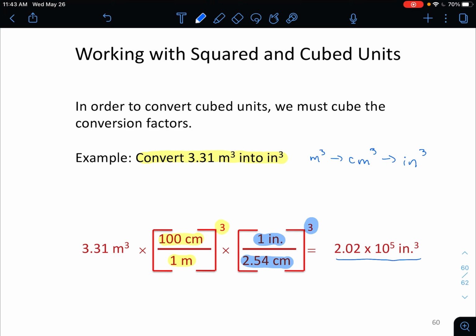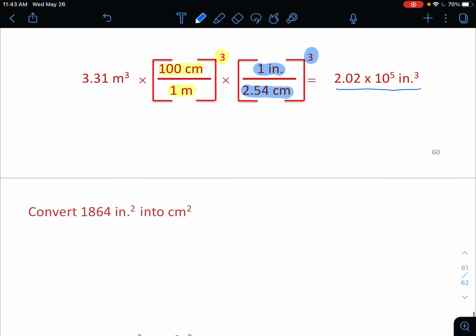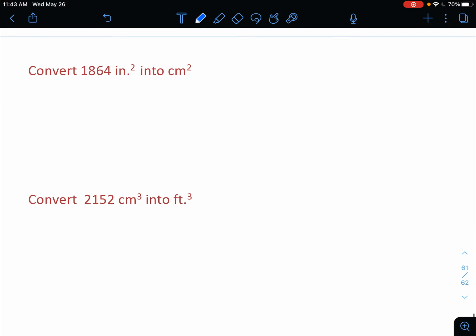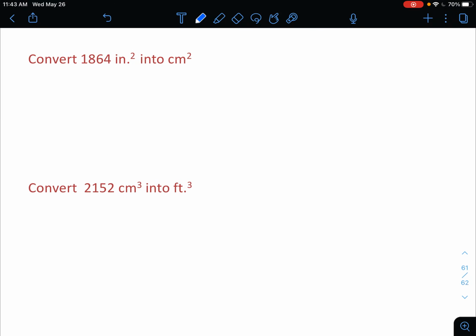So this approach will always work. Just make sure you're only doing this sort of thing when you're working with squared and cubed units, and only for a step involving squared or cubed units. Okay, so a couple examples of these to look at. Same story, pause it and work on them on your own if you like.